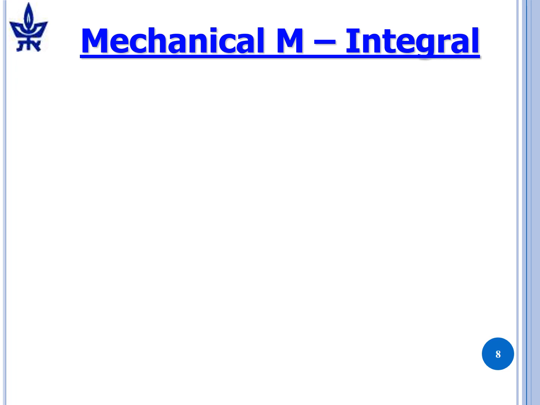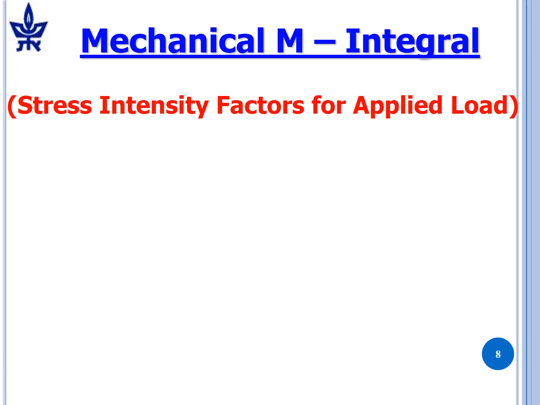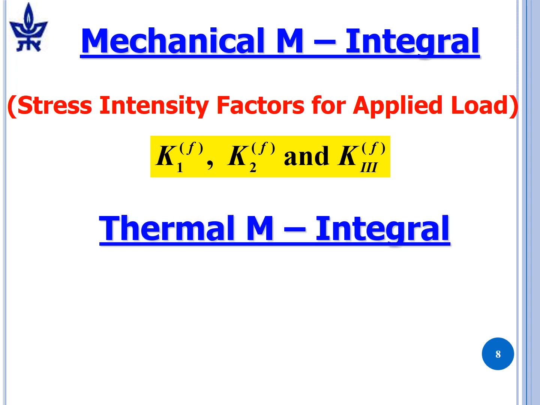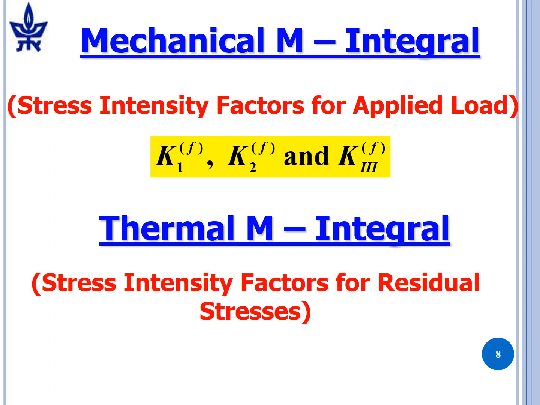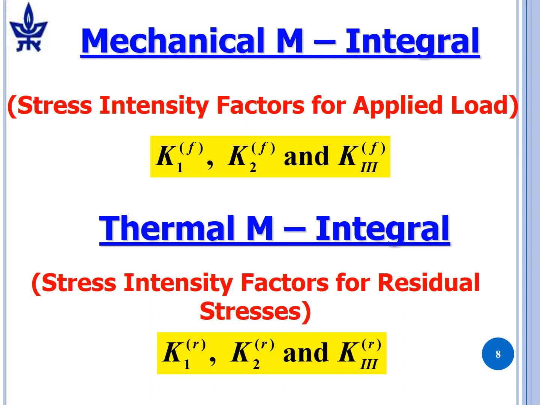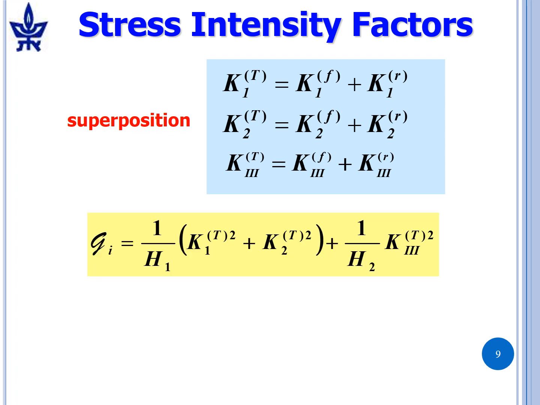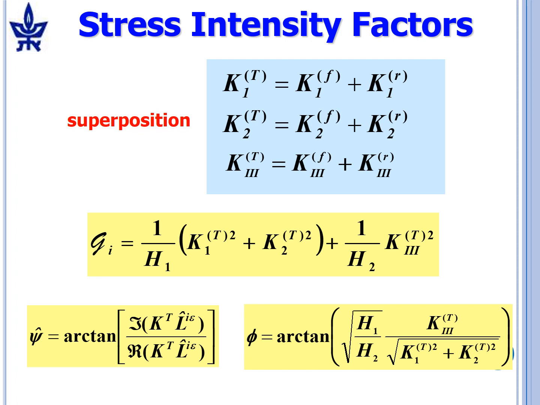So we have a mechanical M integral, which we can use to determine the stress intensity factors. These are for applied load, and we obtain K1F, K2F, and K3F, where F stands for force. And then we have a thermal M integral because we have residual curing stresses, and so the stress intensity factors for residual stresses may be found. That's K1R, K2R, and K3R. We superpose them to get total stress intensity factors. We then substitute in the expression for G_I. So we have an interface energy release rate in terms of the total stress intensity factors, and two phase angles in terms of the total stress intensity factors.